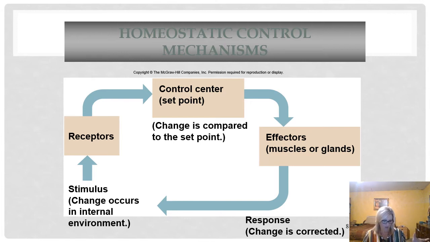And then receptors send information to the control center. Sorry, I skipped that one. That's where the change is compared, and basically the instructions are sent to the effectors to change it back. And then the response causes you to correct, and you get back to the normal internal environment. This is what we call negative feedback. We have two types of feedback, negative feedback and positive feedback, and I'll elaborate on those in a moment. But right now you need to know this is negative feedback. Most things in the body work on negative feedback.